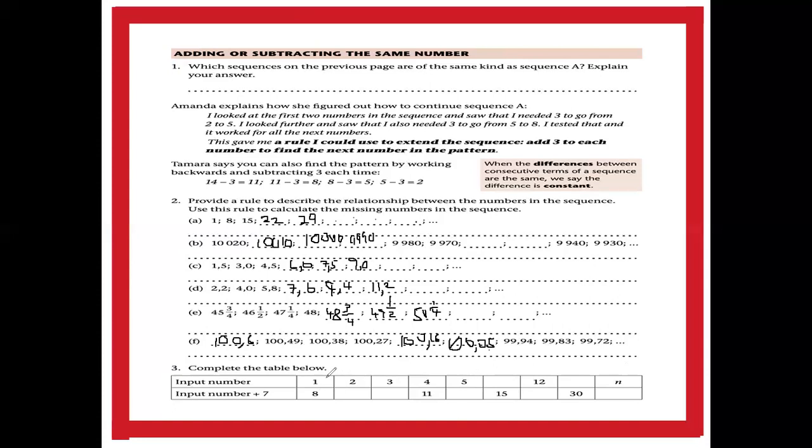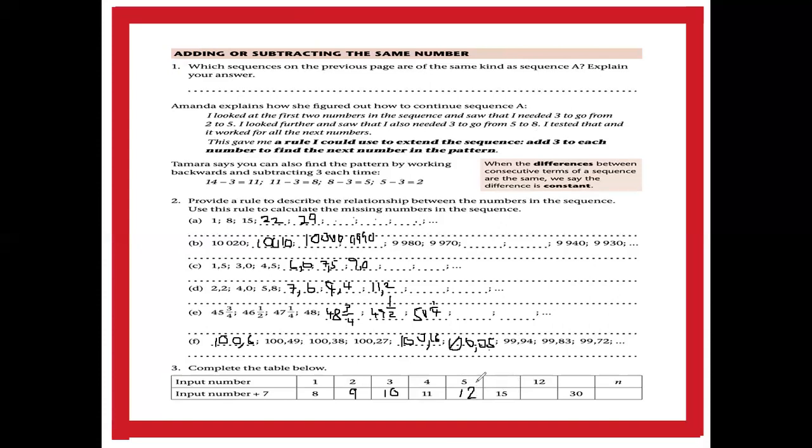Complete the table below. So we have an input number, and then we have an input number plus 7. So we have 1 plus 7 gives us 8, 2 plus 7 gives us 9, 3 plus 7 gives us 10. And then you can already see a pattern developing by itself on the bottom, where we will have 12. Oh no, sorry, the pattern does not continue, it seems. 5 plus 7, okay, it does. And then it looks like we skipped something.